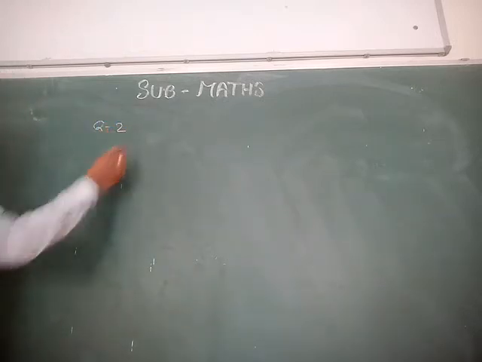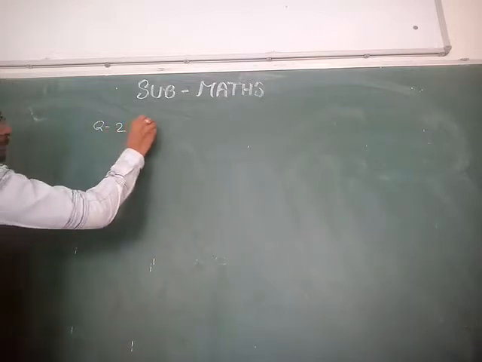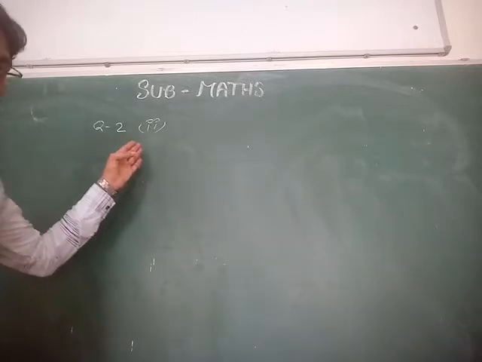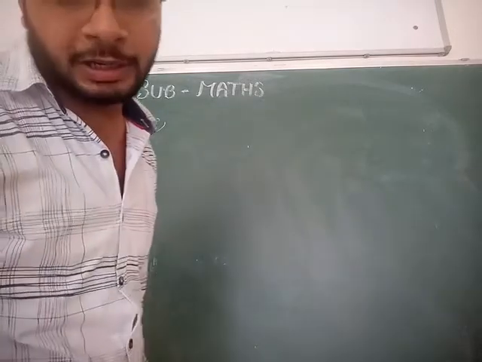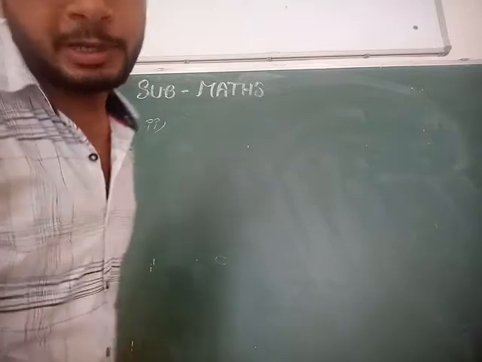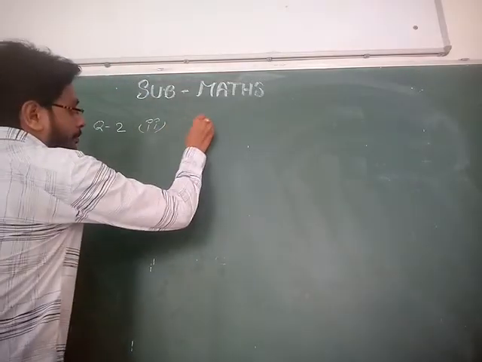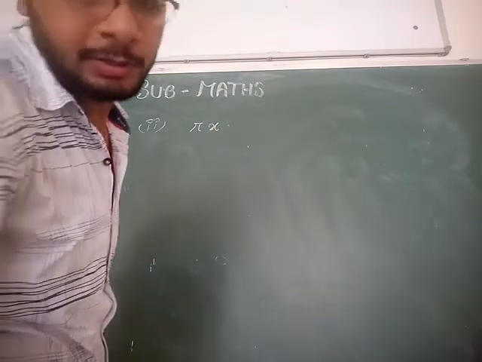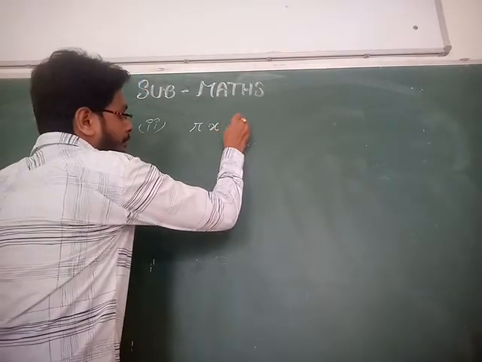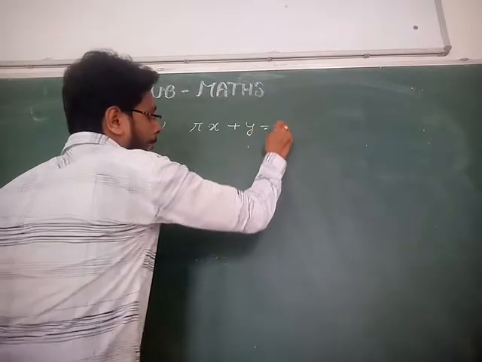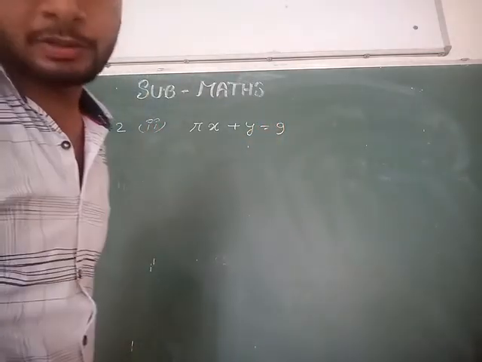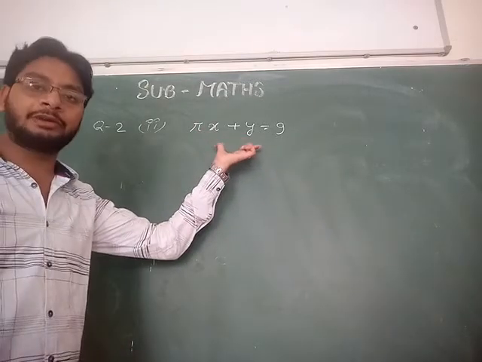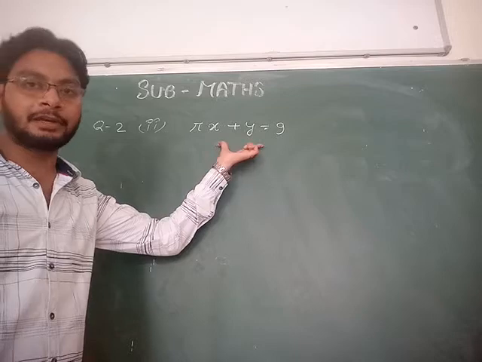Question number 2, second part. Most of the students were facing problems in this part. So the question is pi x plus y equal to 9. Find four solutions of the following equation. This is the given equation and you have to find four solutions of it.